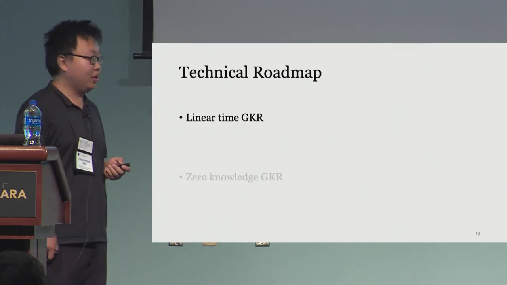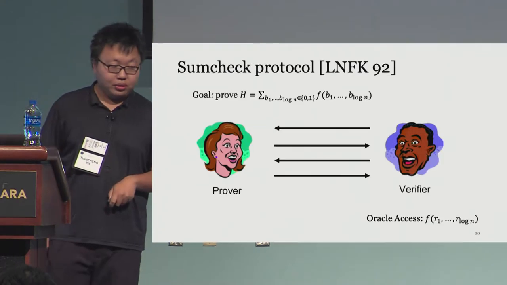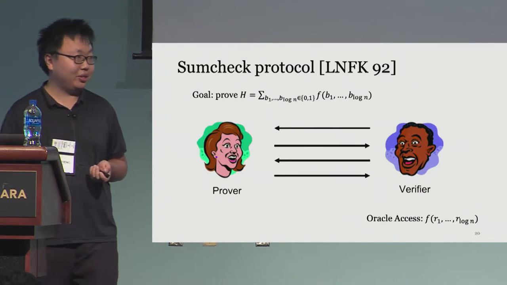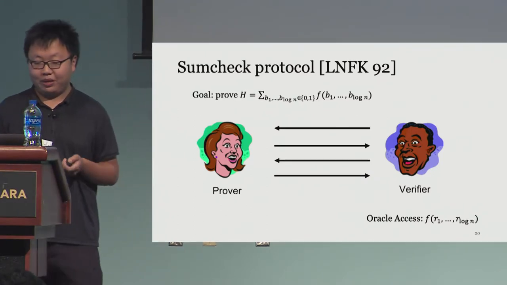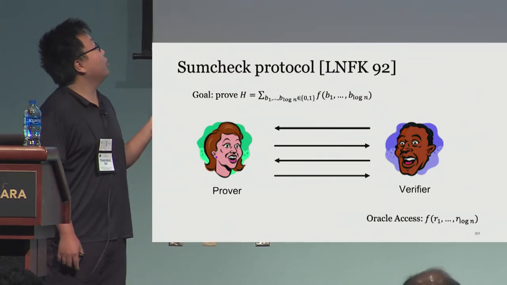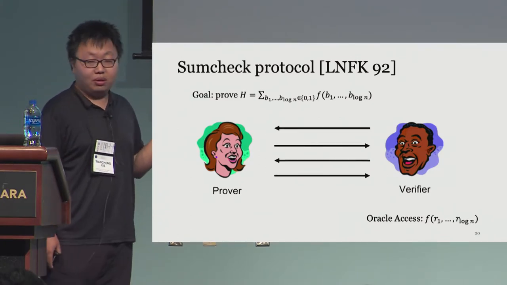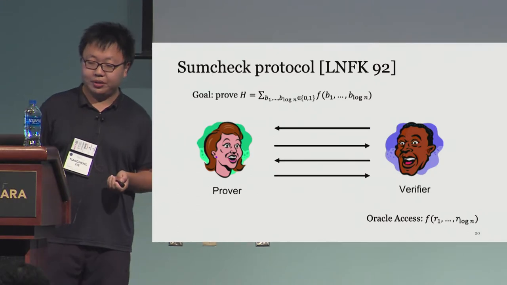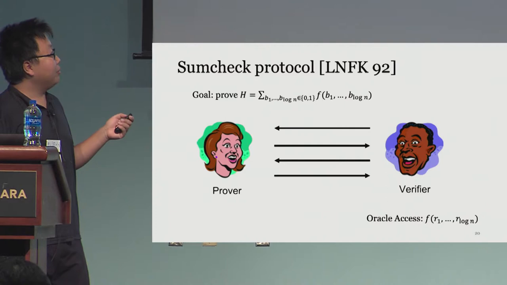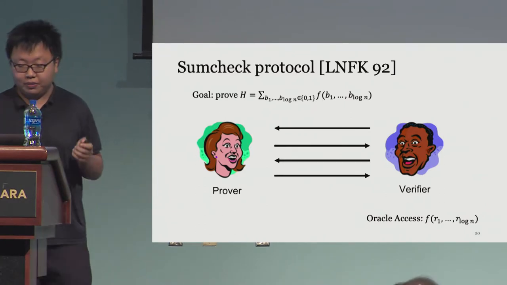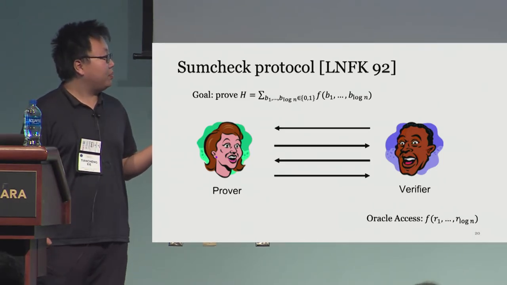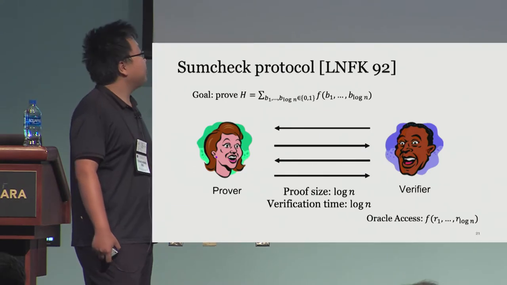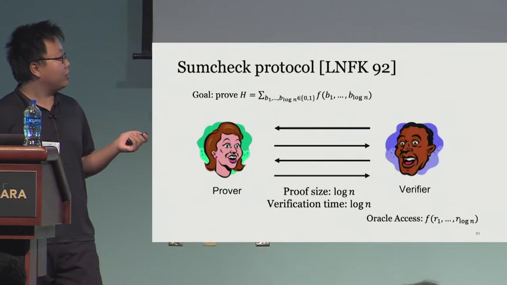So first, let's discuss the linear time prover. The GKR protocol is based on the sum check protocol, so let me introduce the sum check first. The sum check protocol is a fundamental building block for many applications in cryptography. The goal of the sum check protocol is to check that the summation of the polynomial f over a Boolean hypercube is equal to some claimed constant h. This is an interactive proof protocol, and finally it will reduce to a random point. The verifier needs to gain oracle access to this polynomial and evaluate it at this random point. If we have oracle access, the proof size will be log n, and verification time will also be log n.